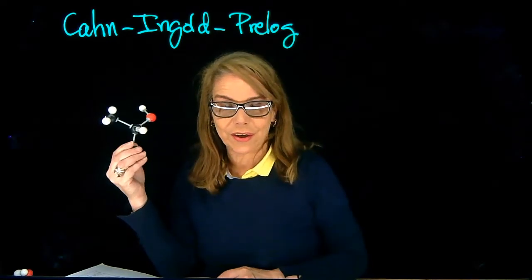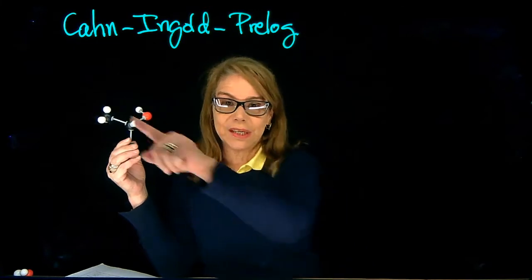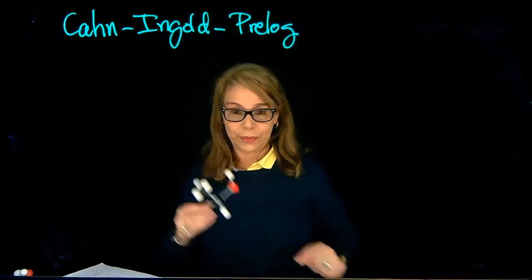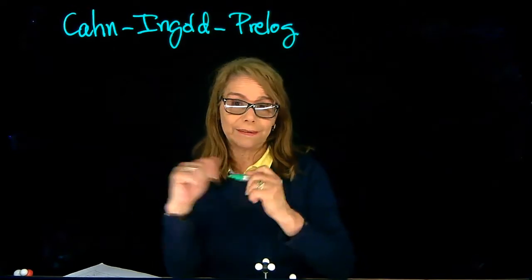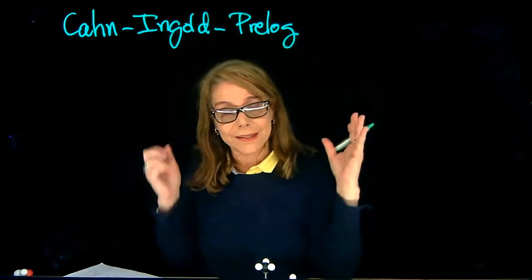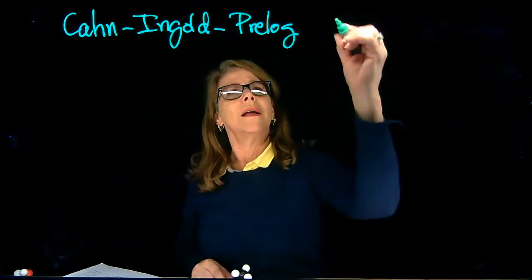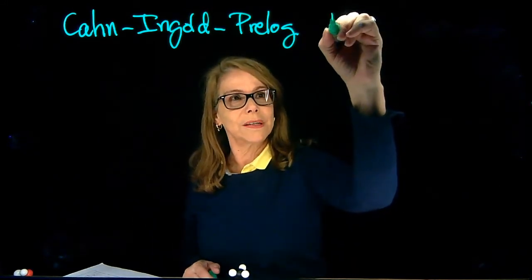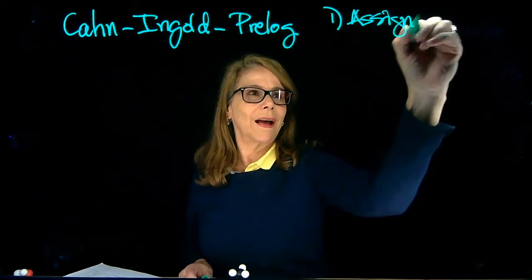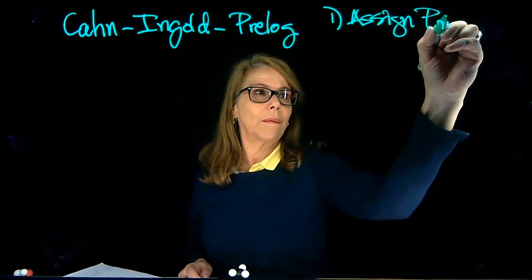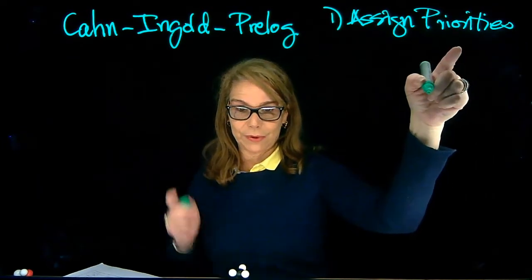Let's continue talking about how to determine absolute configuration using the Cahn-Ingold-Prelog rules. To determine the configuration of a chiral center, remember that this carbon has 4 different substituents. So first, assign priorities of the groups. Here we're using atomic number.